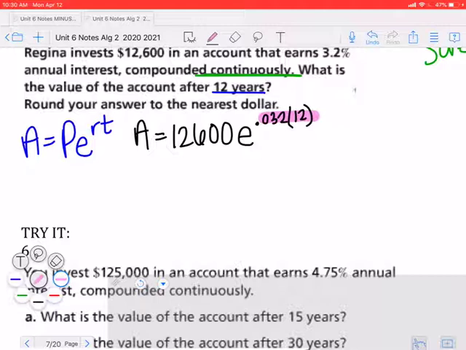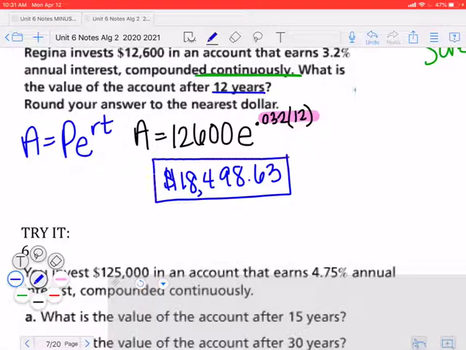So now I press the e to the x. It took that value as the power on e. And now I type times 12,600. I'll say that all again. But the answer is $18,498.63, rounding to the nearest penny.